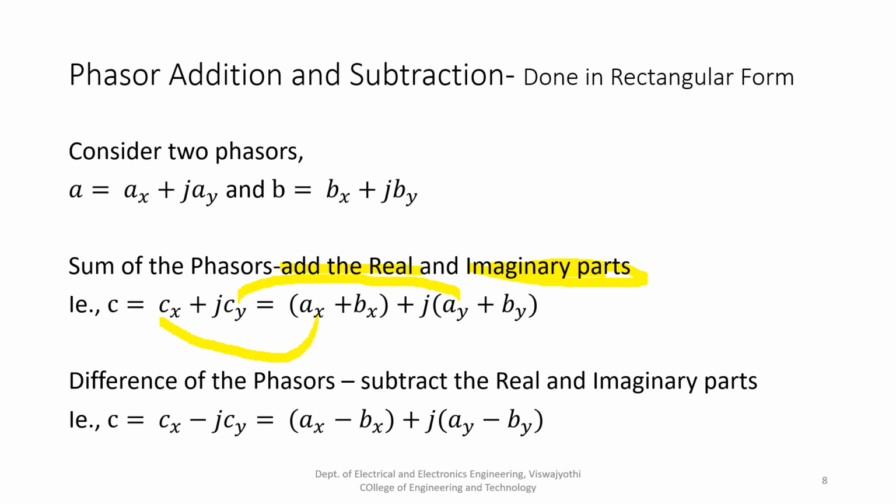Similarly, the difference of phasors. Subtract the real and imaginary parts separately. That is, the phasor C is given by cx plus j cy, which is A minus B. That is, cx is ax minus bx and cy is ay minus by.